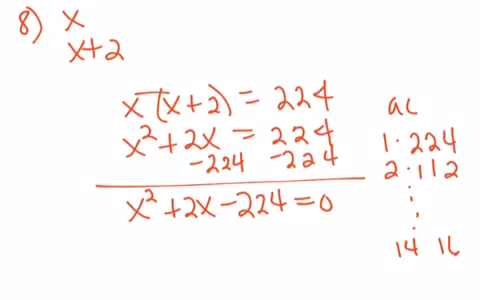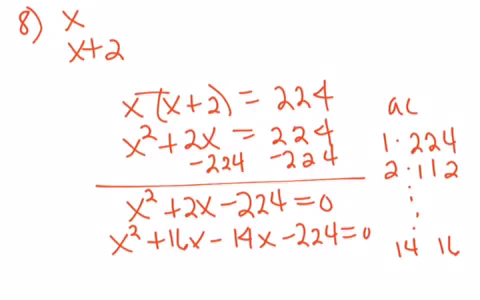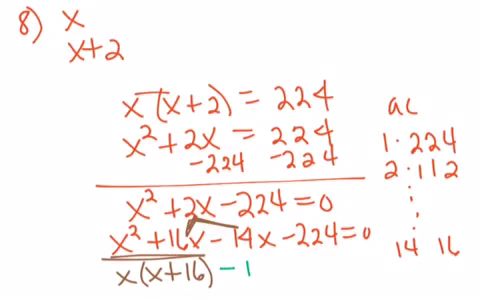So then that means we would have x squared plus 16x minus 14x minus 224 equals 0. If you'll remember, the 2x comes from the 16x minus the 14x. Okay? The common factor between the first two is x, which leaves x plus 16. The common factor between the second two is negative 14, which leaves x minus 16.